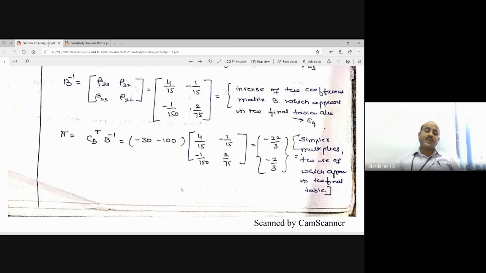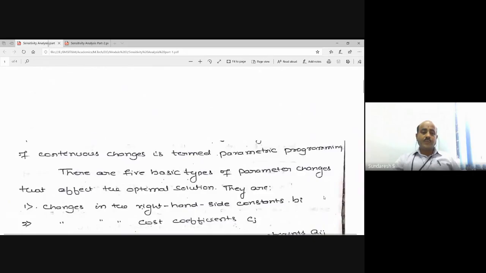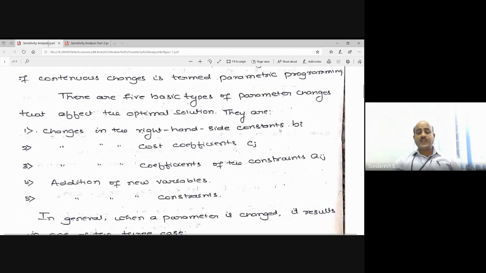Sensitivity analysis, as I explained in the first class: there are five basic types of parameter changes that affect the optimal solution. One is changes in the right hand side constraints, then cost coefficients, coefficients of constraints, addition of variables, and addition of constraints. These are the five different ways in which you can change the parameters, and that will affect the optimal solution. Now we have arrived at the optimum solution. How will it change when you change any one of these parameters? We will apply the changes in the parameters and determine how these changes affect the optimal solutions. This is what we will put in the form of a numerical problem from now onwards.